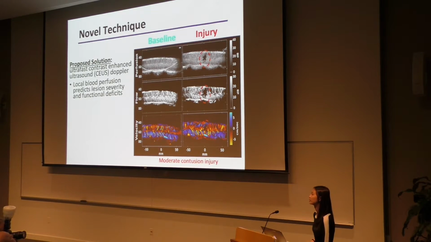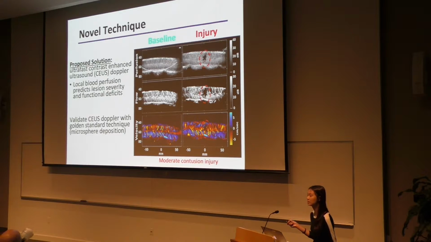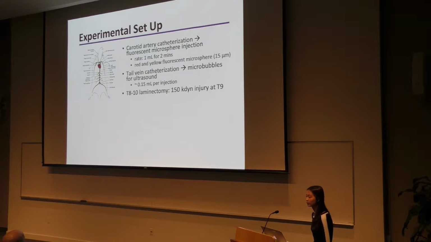So this summer, my project was to use the microsphere deposition method, which is a gold standard technique that has been in the literature for a long time, to measure relative tissue perfusion and compare it to the perfusion data that we get from our ultrasound. For the experimental setup, we used Long Evans rats, and their carotid artery is catheterized to allow for microsphere injection directly into their left ventricle. The tail vein is also catheterized so that we could inject microbubbles, which serve as a contrast agent for the ultrasound, and it's FDA approved, so it's safe. We also performed a laminectomy that exposed the spinal cord from T8 to T10, where we introduced the injury at T9 with a force of 150 kilodynes.